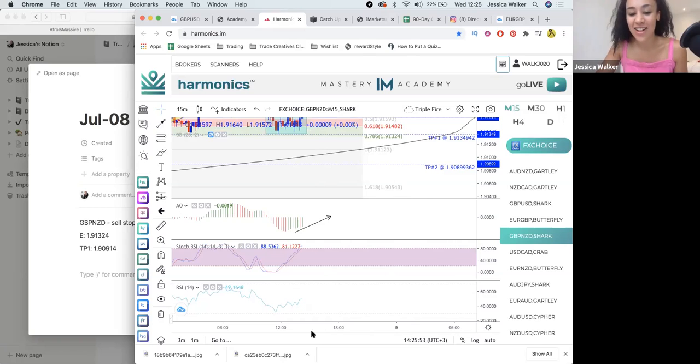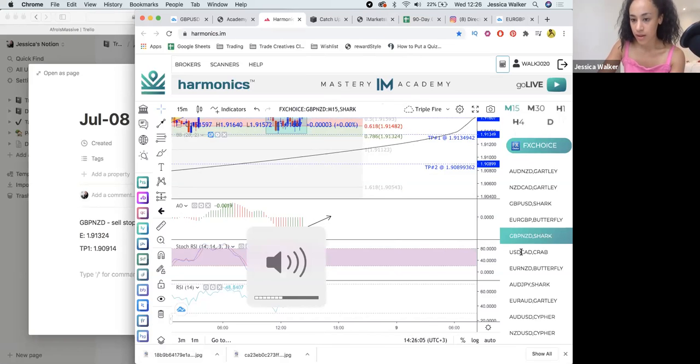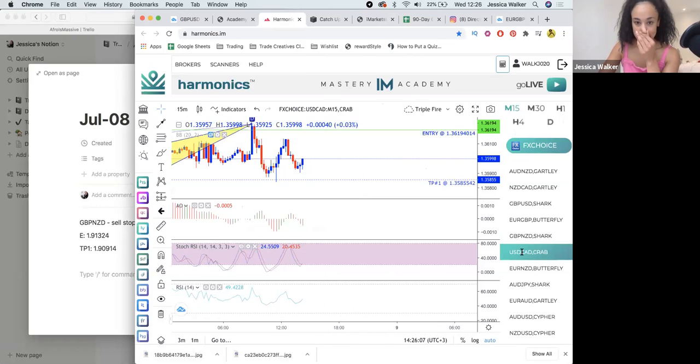Okay, let's look at another one. Again, if anyone has any trading ideas, any different currency pairs, let me know, and we will throw that up onto the scanner. Let's take a look.